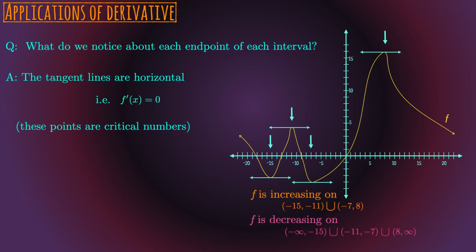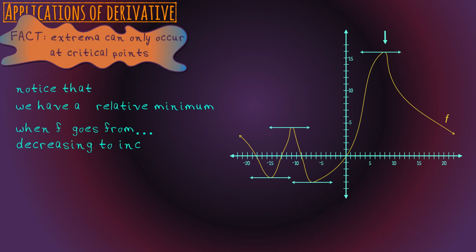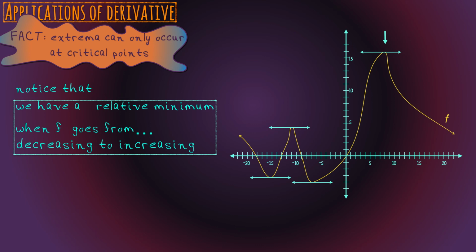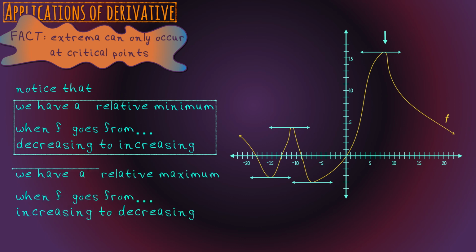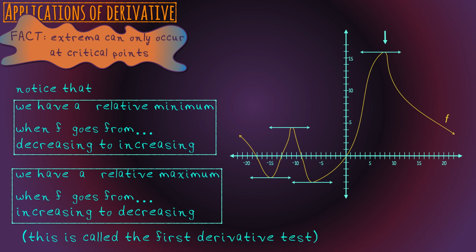So look at what's happening between the intervals of increasing, decreasing. This is the example that we did before. We can see that at those peaks and valleys, our tangent lines are horizontal, which means they're critical numbers. But that's actually where our extrema are going to occur. So notice that if f goes from decreasing to increasing, we have a relative minimum. And if we go from increasing to decreasing, we have a relative maximum. This is actually called the first derivative test.